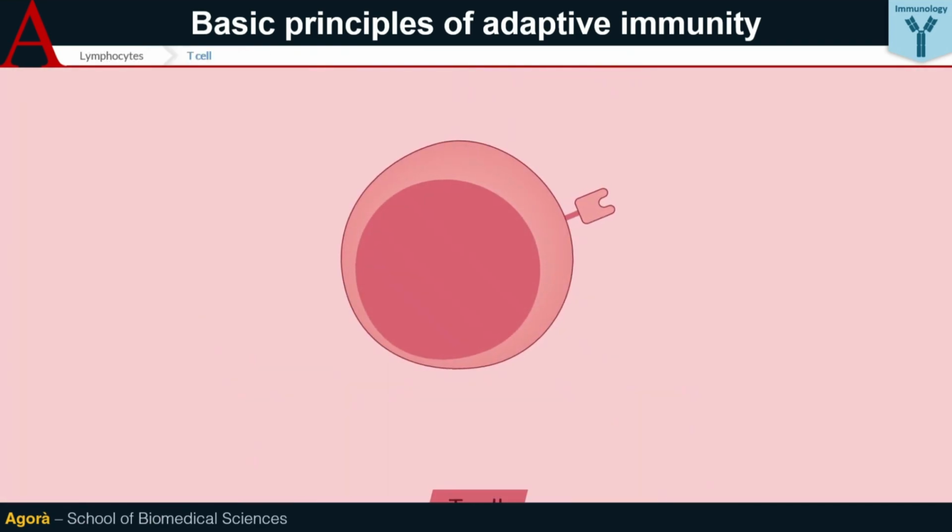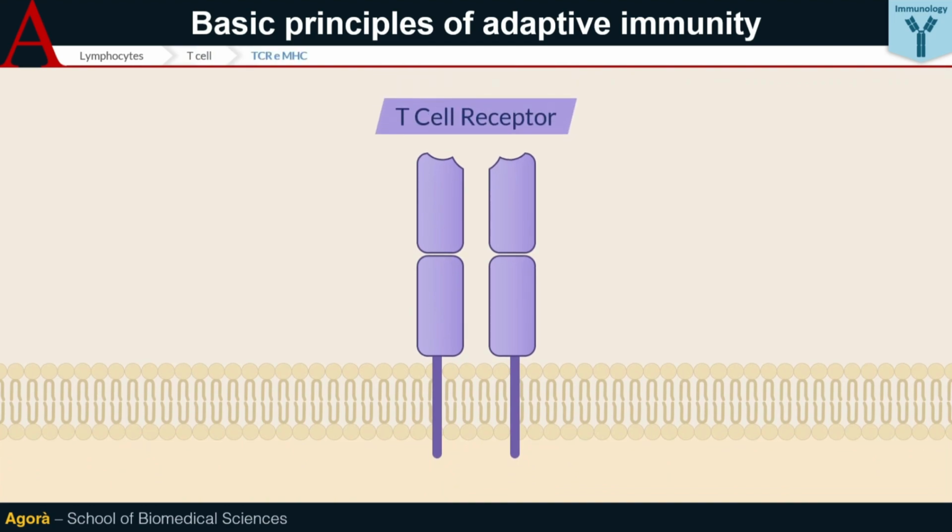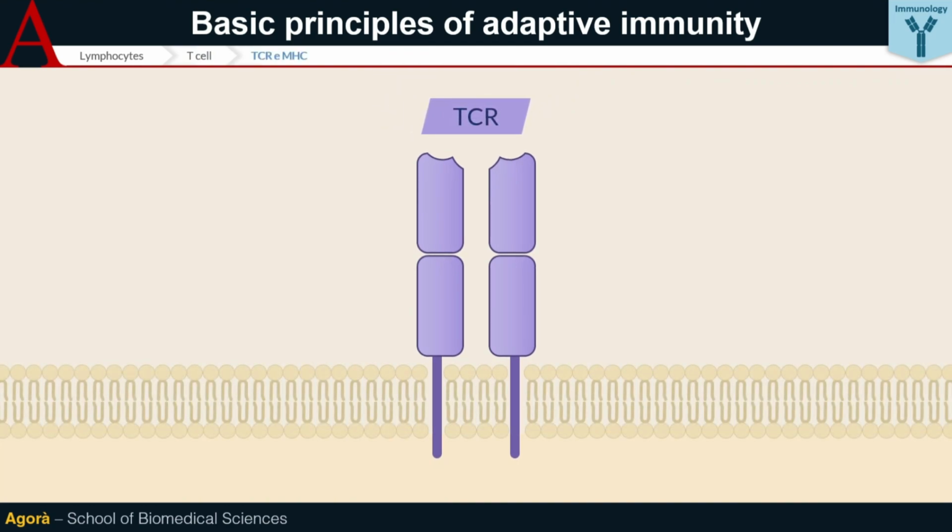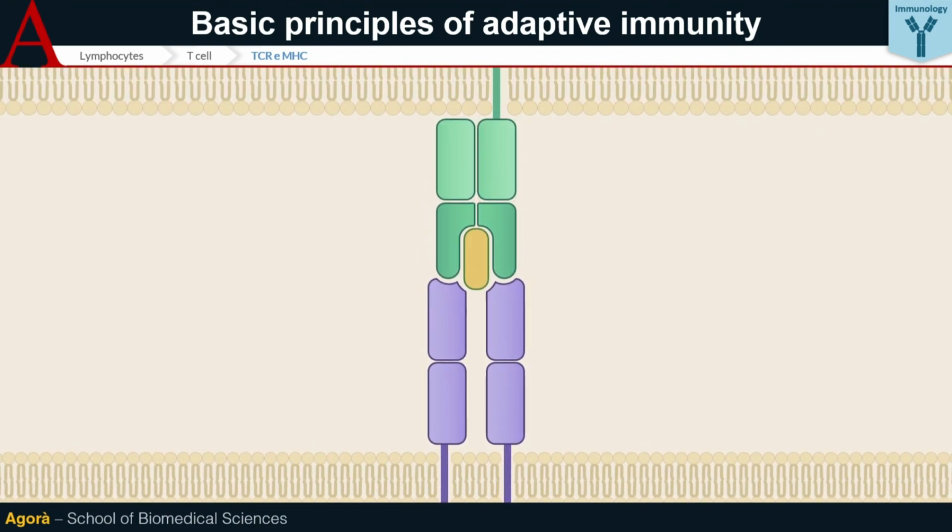Let's take a look at T lymphocytes now. Like B lymphocytes, they are provided with an antigen recognizing receptor, the TCR, a T cell receptor, which is a molecule similar to the BCR, although smaller in size. Unlike the BCR, the TCR is not able to recognize a specific antigen directly.